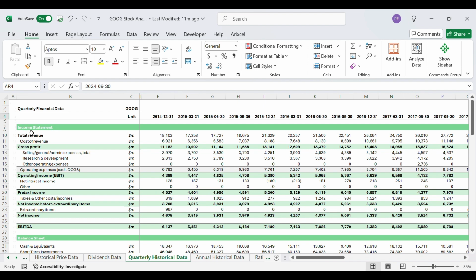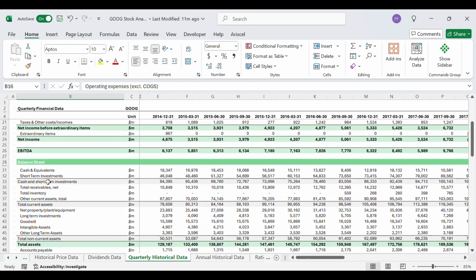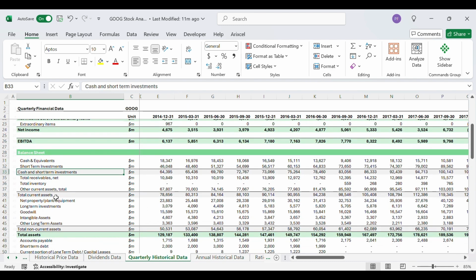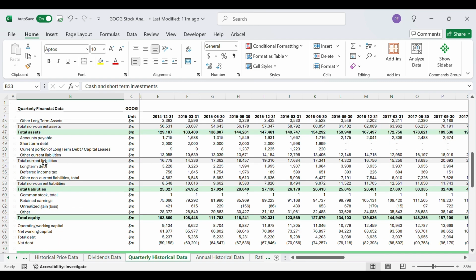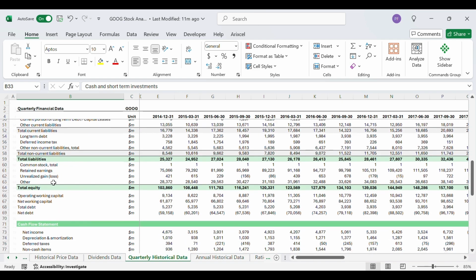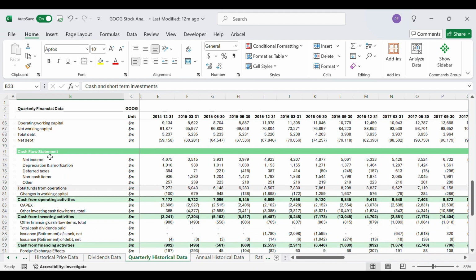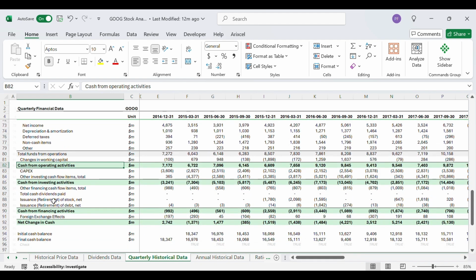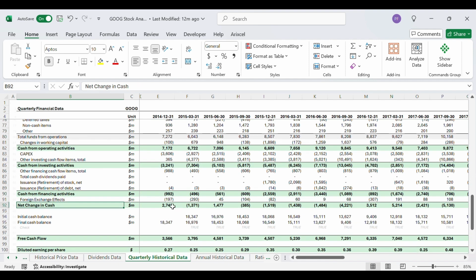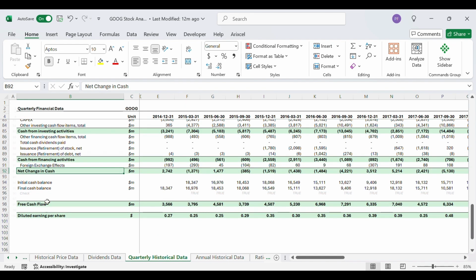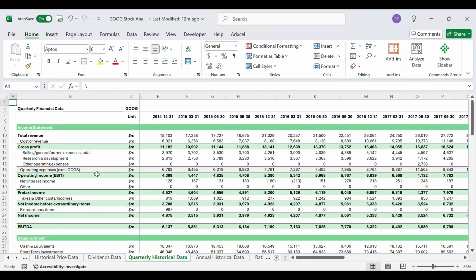And you have all the information that you can expect to find within the income statement, like total revenues, gross profit, operating expenses, R&D, selling general administrative expenses, and so on. Net income. In a balance sheet as well, so cash and short-term investments, total current assets, total non-current assets, current liabilities, non-current liabilities, equity, total debt, net debt, and so on. And then the cash flow statements with, of course, the cash from operating activities, cash from investing activities, and cash from financing activities with the net change in cash. And then free cash flow and diluted earning per share.